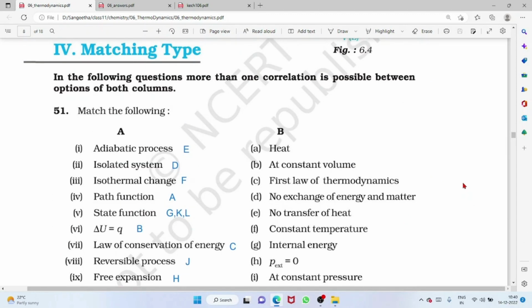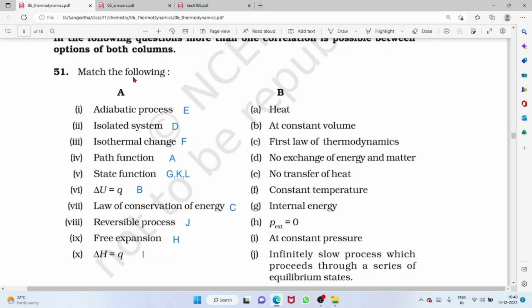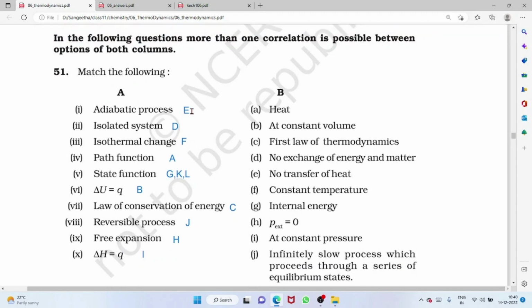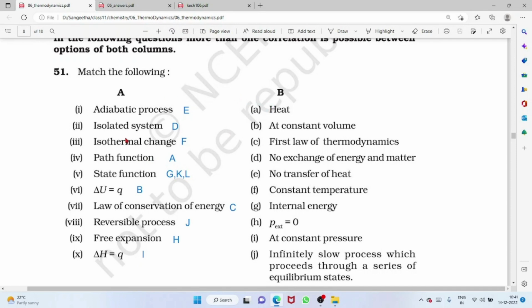Okay, matching type. Match the following. Adiabatic process means there is no transfer of heat. Isolated system: no exchange of energy and matter. Isothermal means constant temperature. Okay, this is the answer. Heat is a path function. And the state functions.